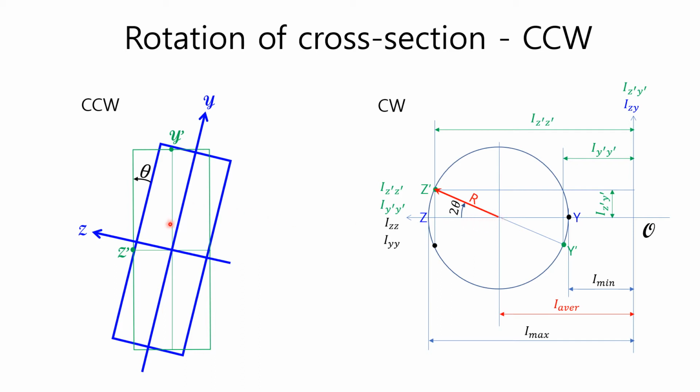In the figure on the left, the cross-section with the blue line rotated counterclockwise by theta and became the new cross-section in green line. In the Mohr circle, it rotates clockwise by 2 theta.